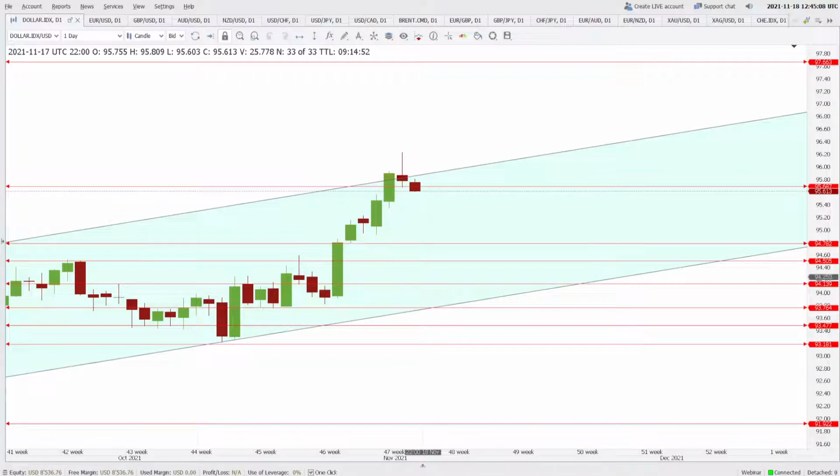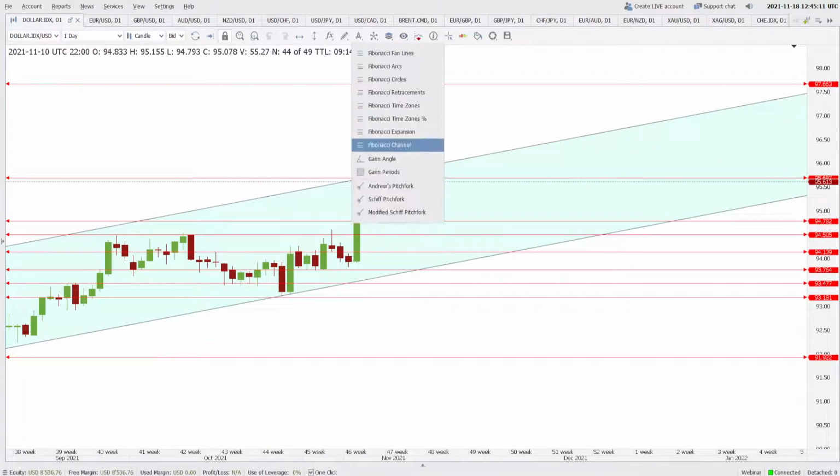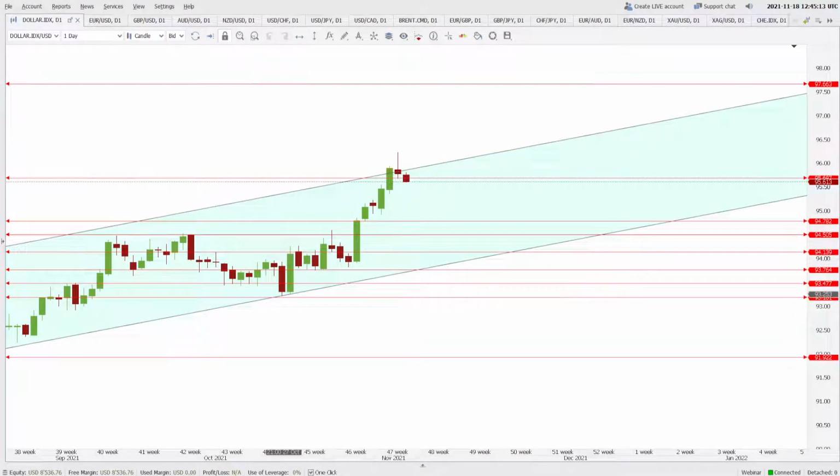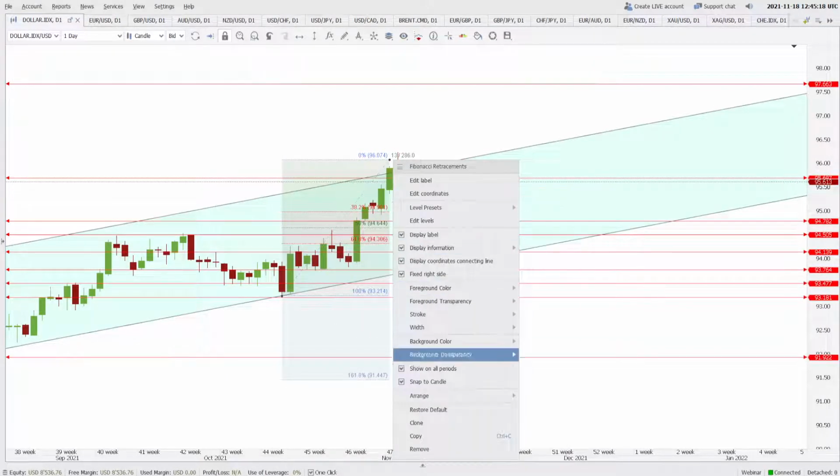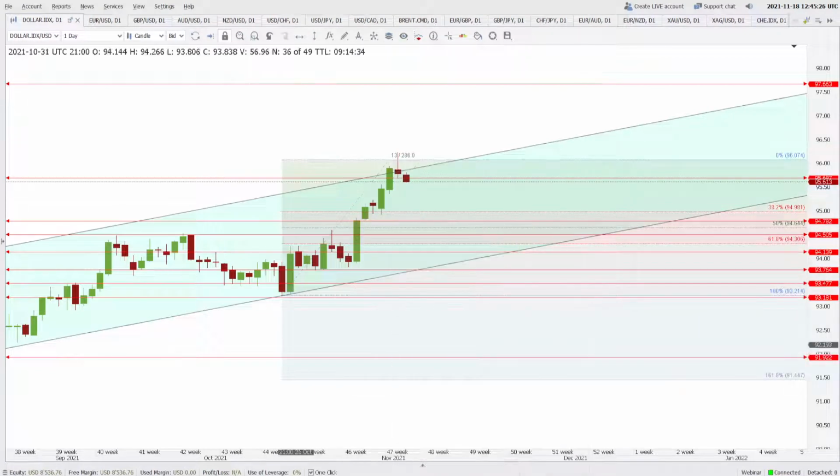But if it is just a pullback, then this pullback can be measured by this Fibonacci retracement drawn from here till here. If it has to retrace, it can retrace to 38%, which is an important level, or 50%, or 61.8%. If it retraces more than 61.8%, then it is not considered a valid downtrend. So these are the levels that I am going to watch.